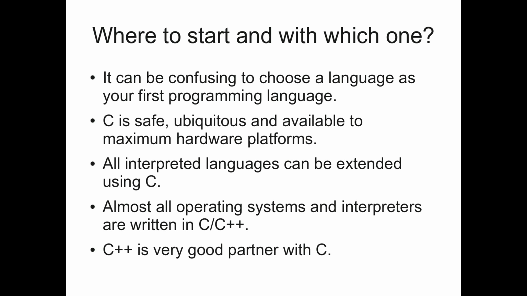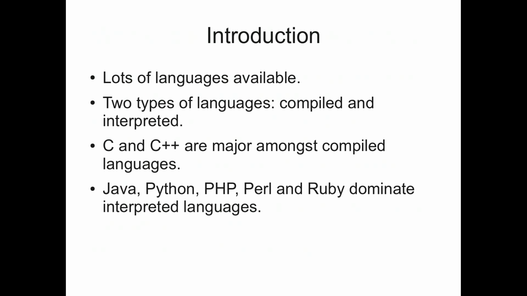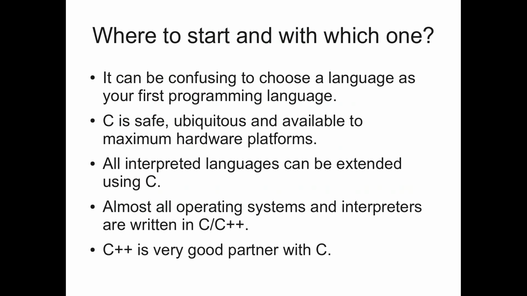So C is safe in the sense that we will see why it is safe, and it is everywhere and available to many platforms. Any interpreted language which we discussed, Java, Python or PHP, Perl or Ruby, that interpreter itself is written in either C, major portion in C, or in C++. You take your operating systems, Windows or Mac OS, Solaris, HPUX, AIX, Linux. The basic core, the kernel and the most common utilities, they are written in C and C++.